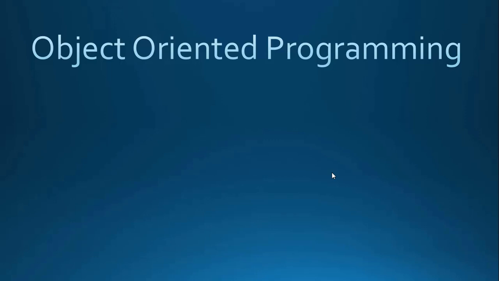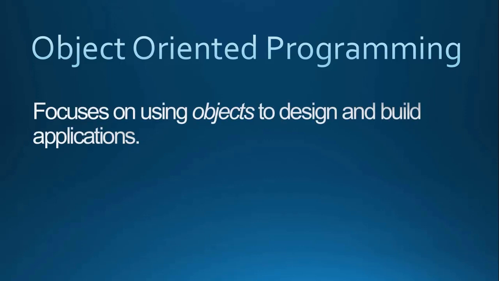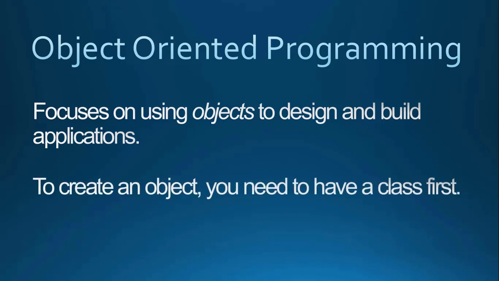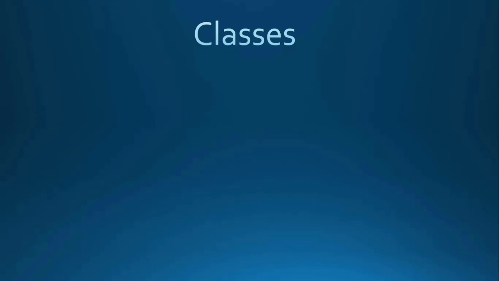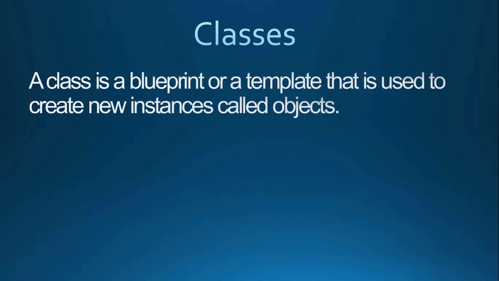In this lesson, we are going to learn about classes. Object-oriented programming, which C# is a part of, is a style of programming that focuses on using objects to design and build applications. In order to create an object, you need to have a class first. A class is a blueprint or a template that is used to create new instances called objects.